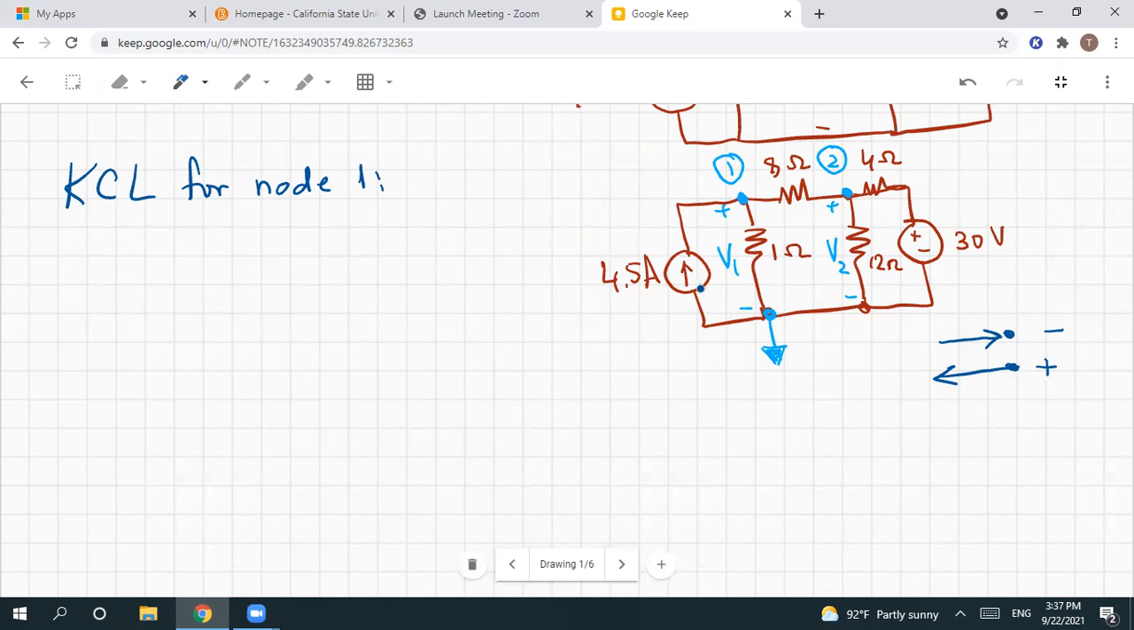Is this current entering or leaving node 1? Entering. So what will be its sign? Negative. So negative 4.5. Okay. And what will be the current through this 1 ohm resistor?